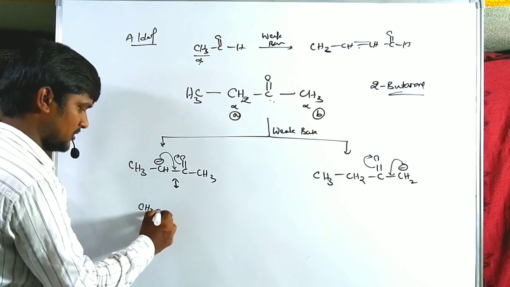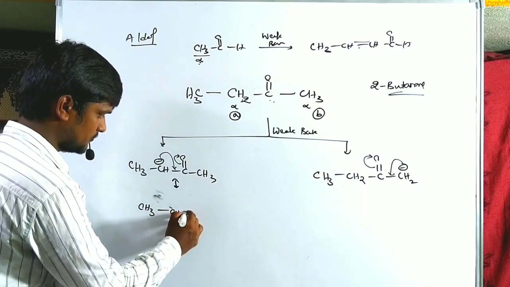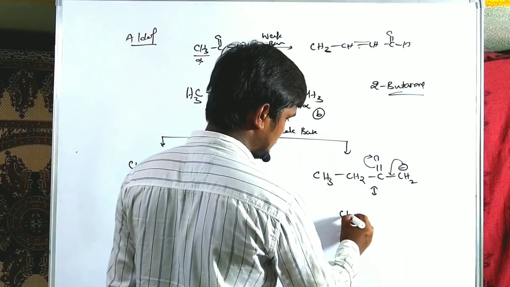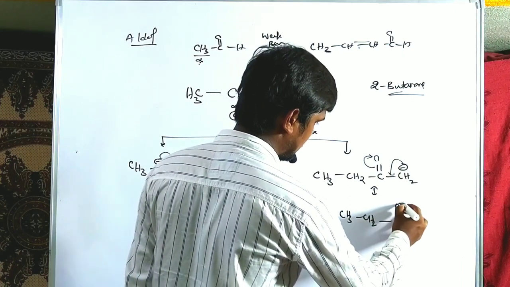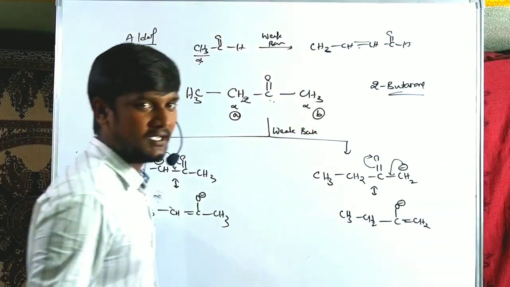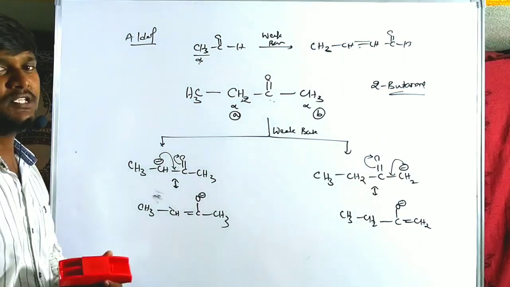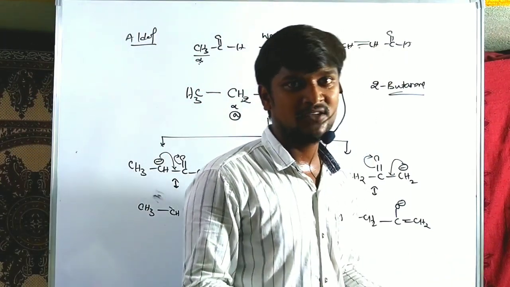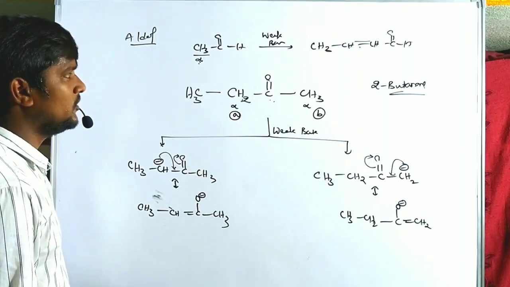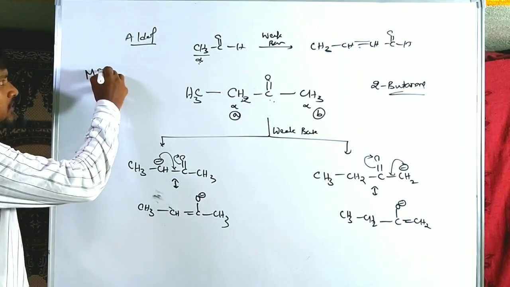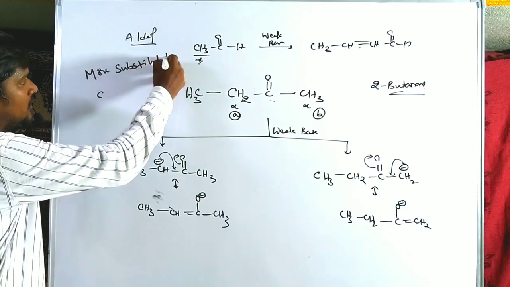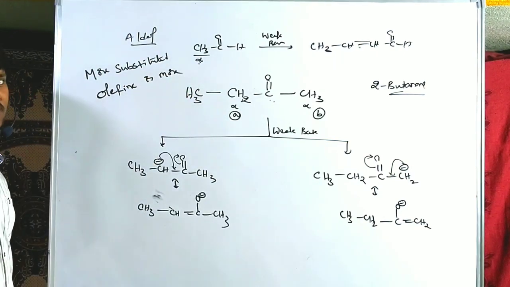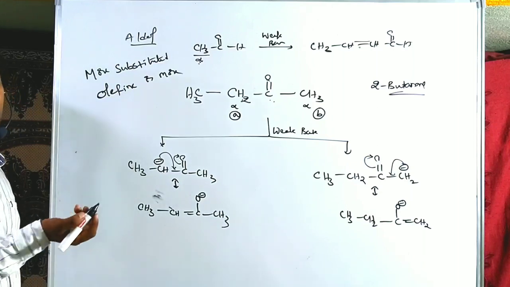Now we will get an enolate, CH3CH=C(O⁻)CH3, and here CH3CH2C(O⁻)=CH2. In the case of enol products, which is more stable? The more stable intermediate will give the major product. According to the Hoffman rule, the more substituted olefin is more stable. So what does more substituted olefin mean?